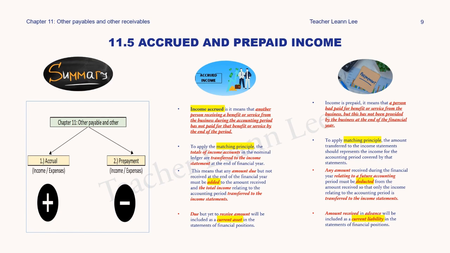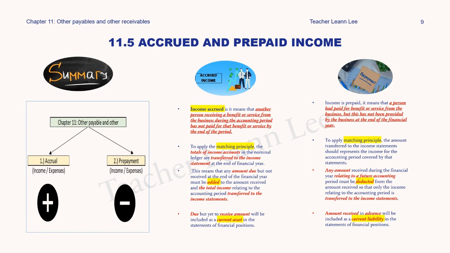To apply the matching principle, your total income account must be transferred from the nominal ledger to the income statement at the end of the financial year. Therefore, the amount that you transfer to the income statement must add the accrual, to make it the total of 12 months of income that you're supposed to receive. Due but yet to be received means that people owe you money. It is a current asset in your SFP.